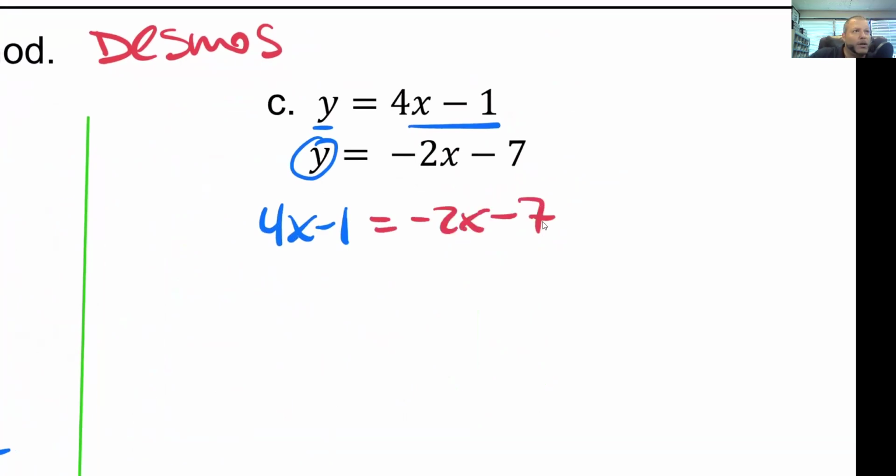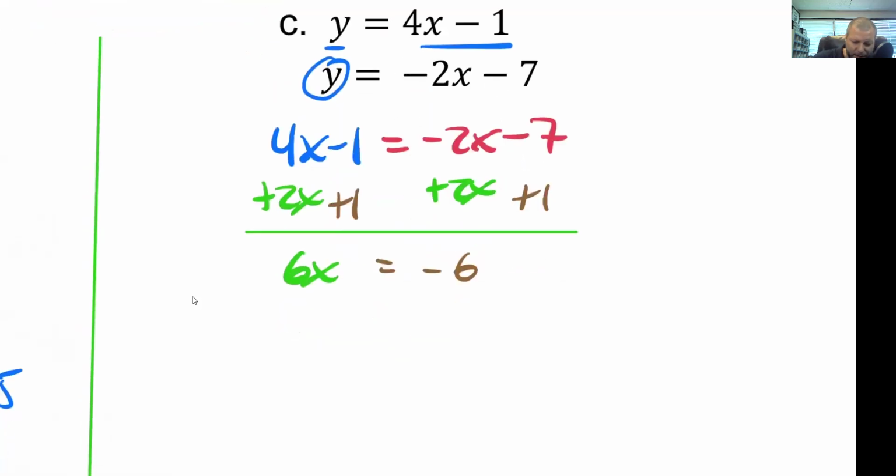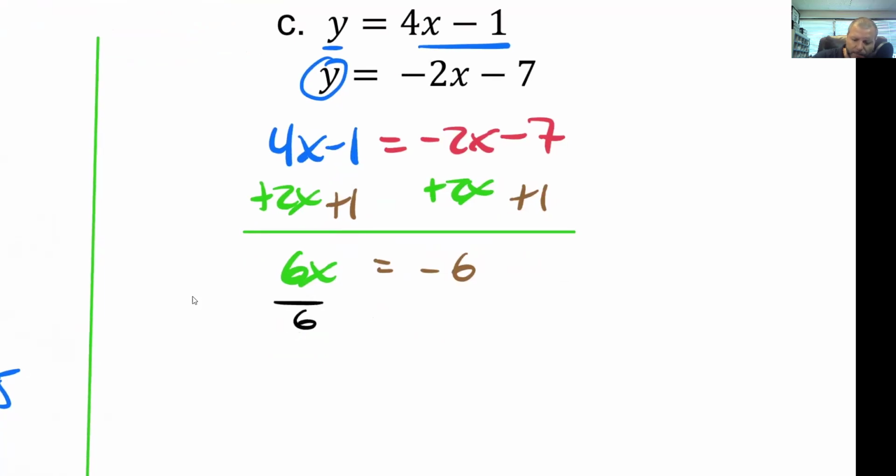So my smaller x is -2, so I'm going to move that over to the right side by adding 2x, add 2x. So we're going to get a 6x over here. Let me get that 1 off of this side. So let's add 1 and add 1. So -7 plus 1 is -6. Divide both sides by 6. I'm going to get x equals -1.